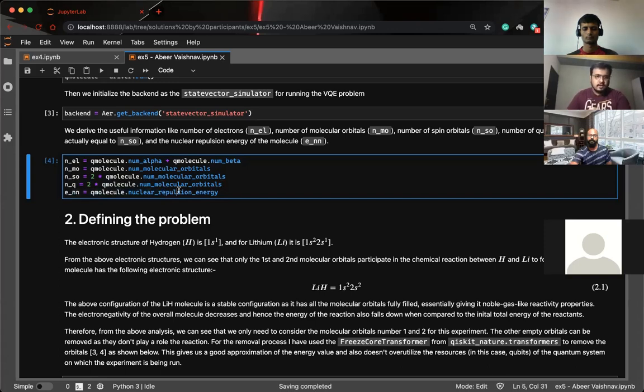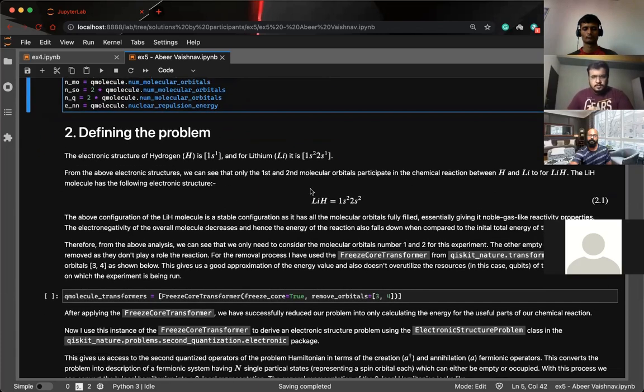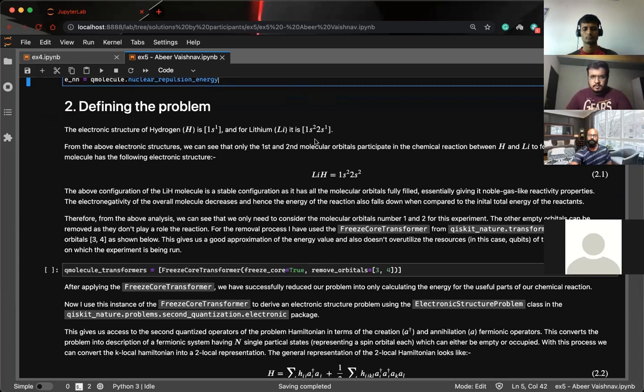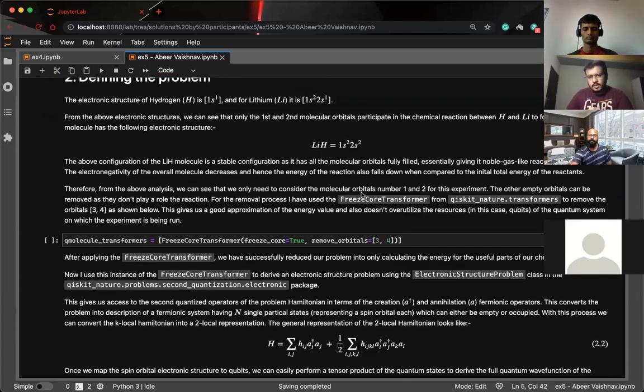And finally, the nuclear repulsion energy, which we don't need for the base calculation of the energy, but adding the nuclear repulsion energy to the electronic energy gives us the energy of the full molecule. That's why we keep it as a variable. So essentially this explanation is the same thing: H is 1s1, Li is 1s2, 2s1, and LiH is 1s2, 2s2.